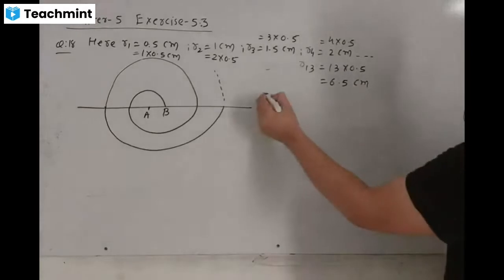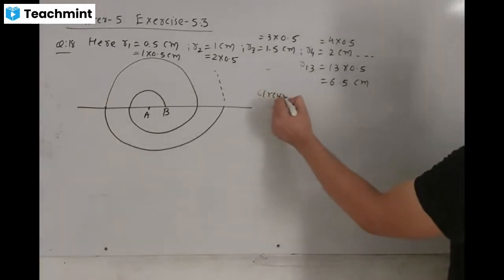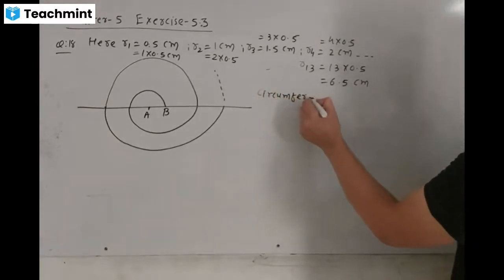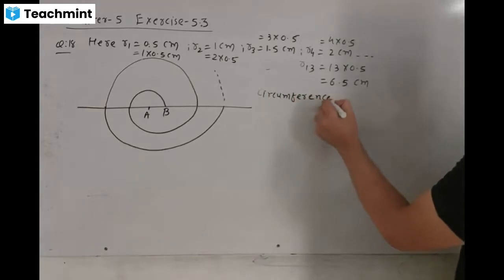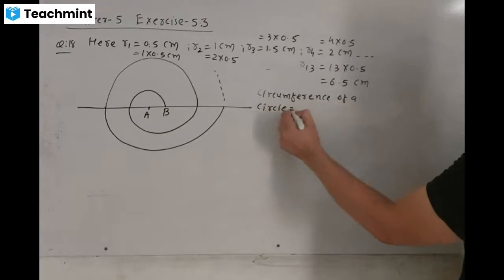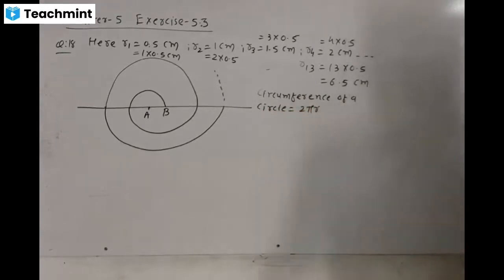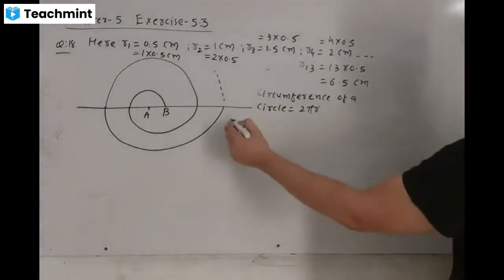What is the circumference of the semicircle? Otherwise, length of the semicircle. Circumference of a circle formula, that is equal to 2 pi r. So what is the formula of circumference of a semicircle?